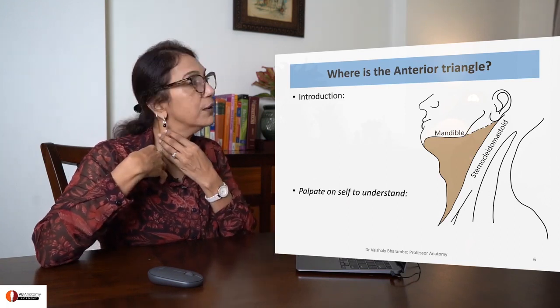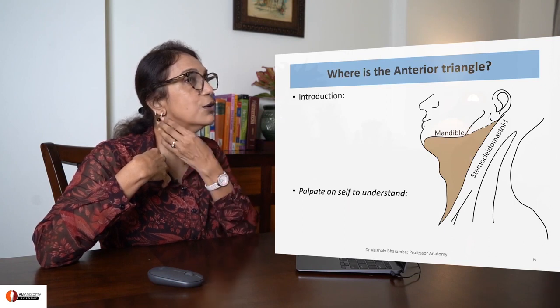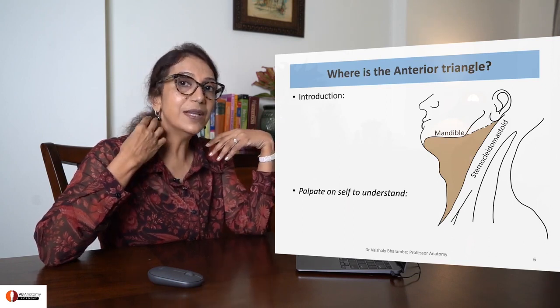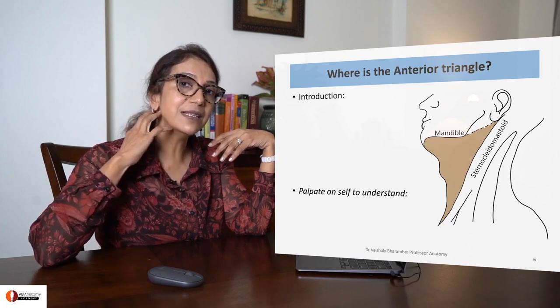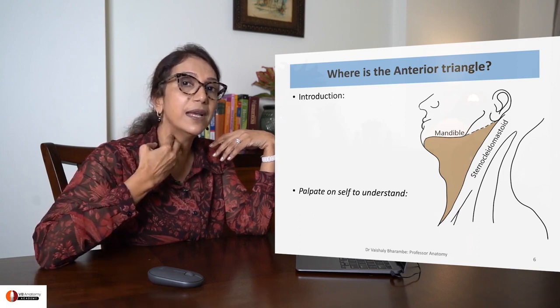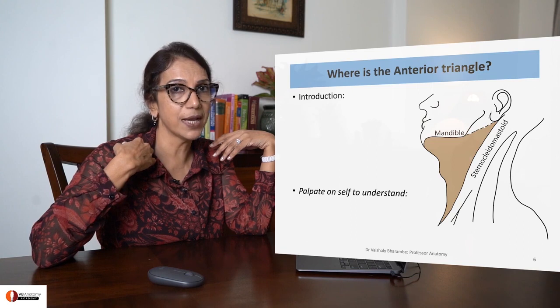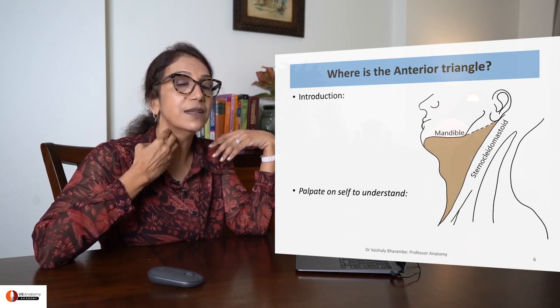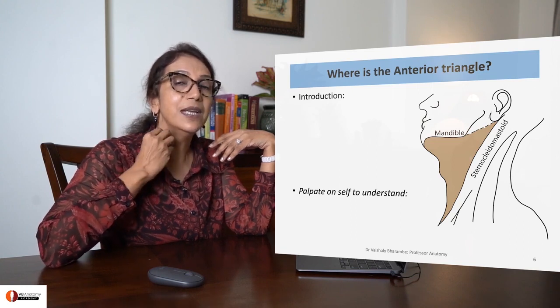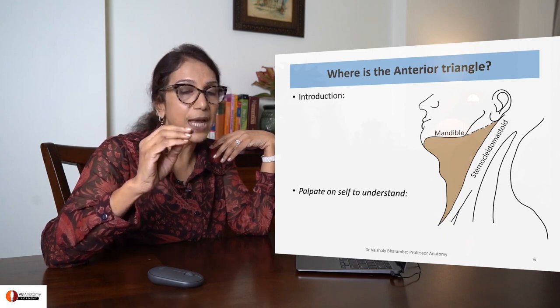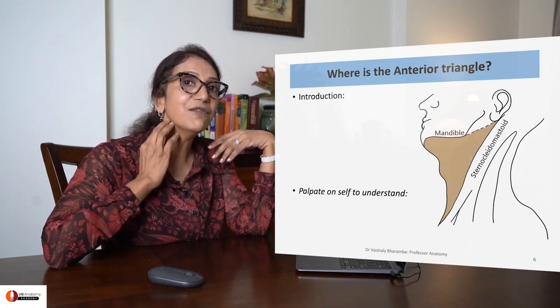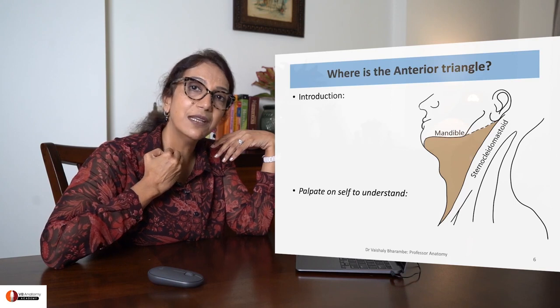Remember that also. So the side of your neck, dear students, is divided by your sternocleidomastoid. Bend your head, turn it to another side. Can you see the sternocleidomastoid? So this sternocleidomastoid divides the side of your neck into an anterior triangle and a posterior triangle. So this region here, this depression below your mandible is called the anterior triangle. Please palpate it, familiarize yourself with the anterior triangle region.